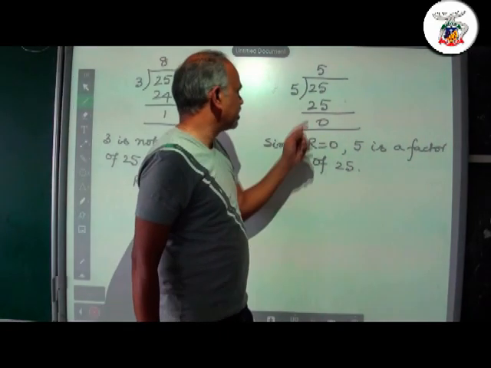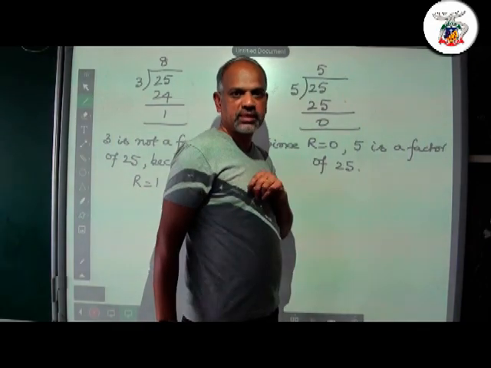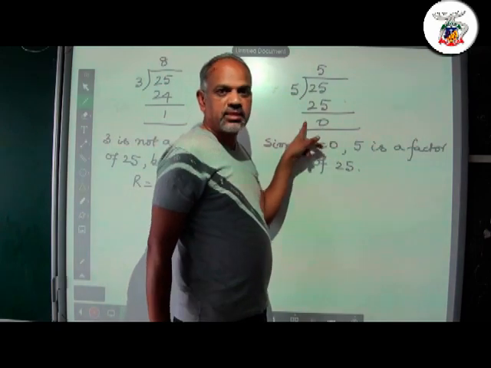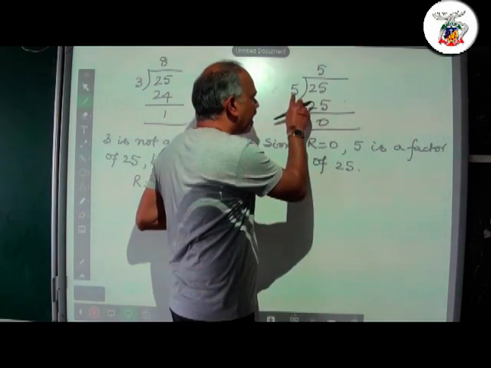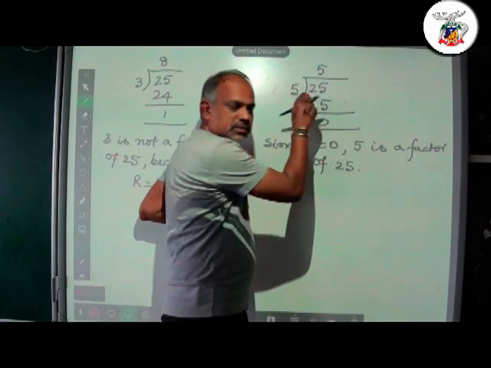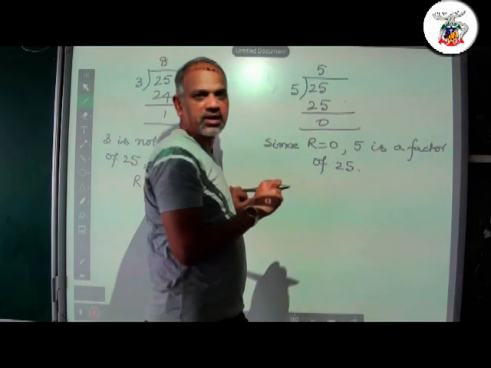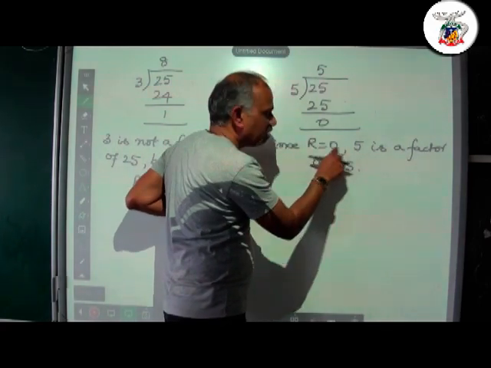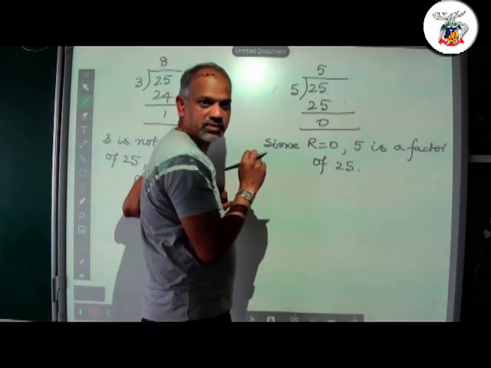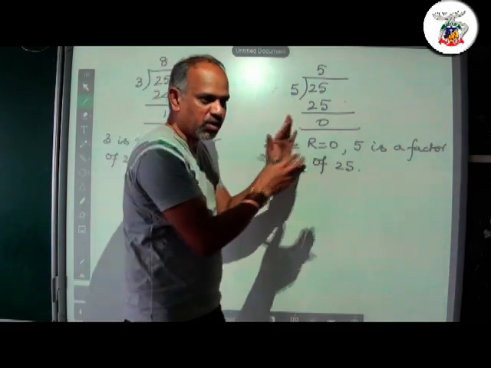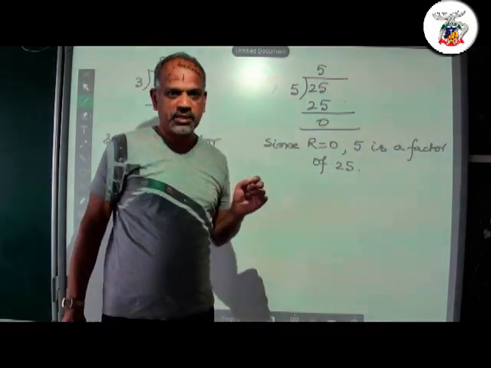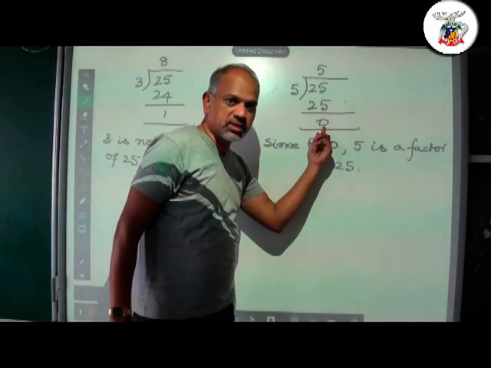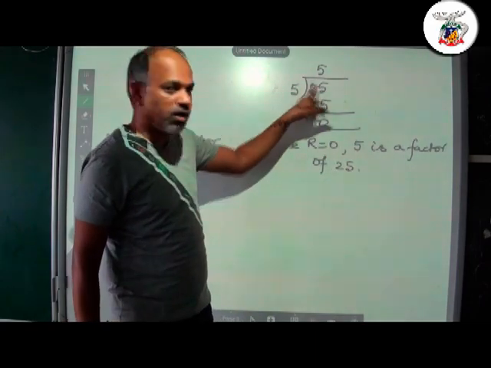Let's see this division. I have divided 25 by 5. Okay. 5 5s are 25, remainder is 0. In this case, since the remainder is 0, is 5 a factor of 25? Because the remainder is 0, 5 is a factor of 25. So I have written here, since remainder equals 0, 5 is a factor of 25. So you come to know whether something is a factor or not by looking at the remainder. In this case the remainder was 1, therefore 3 is not a factor. In this case remainder is 0, therefore 5 is a factor of 25.